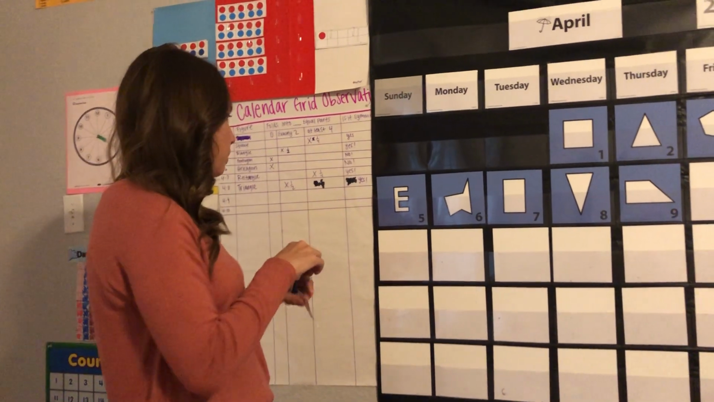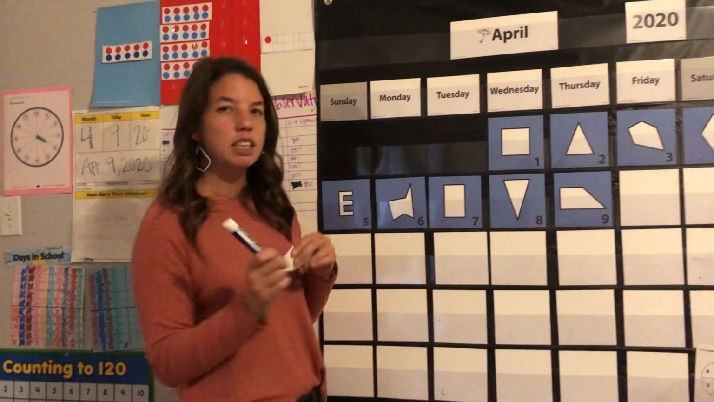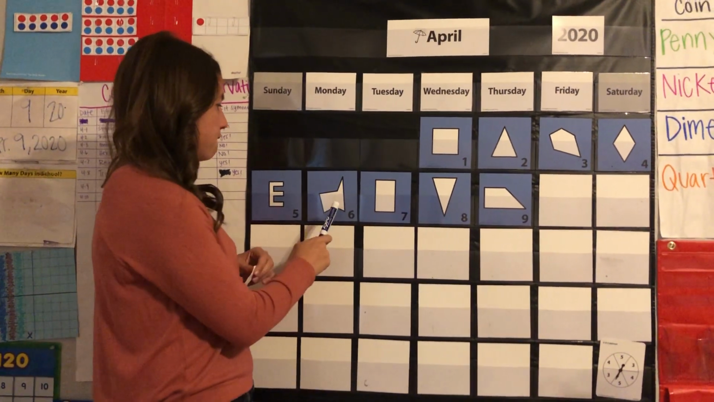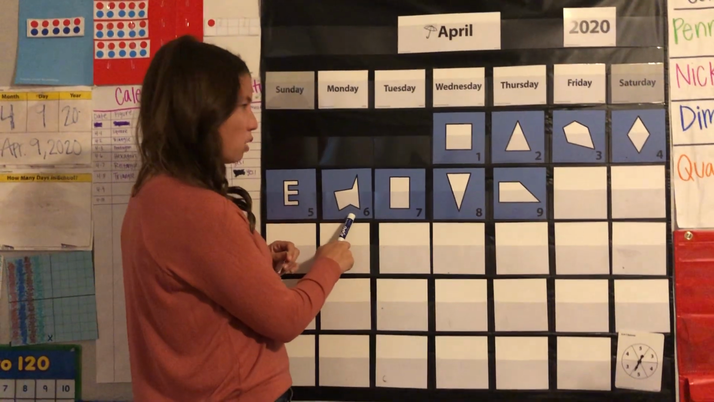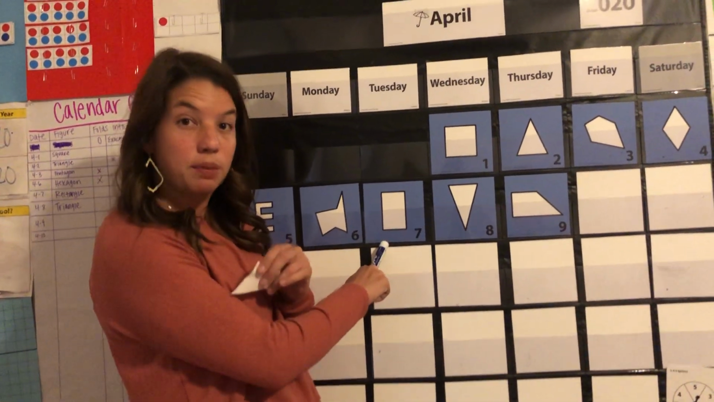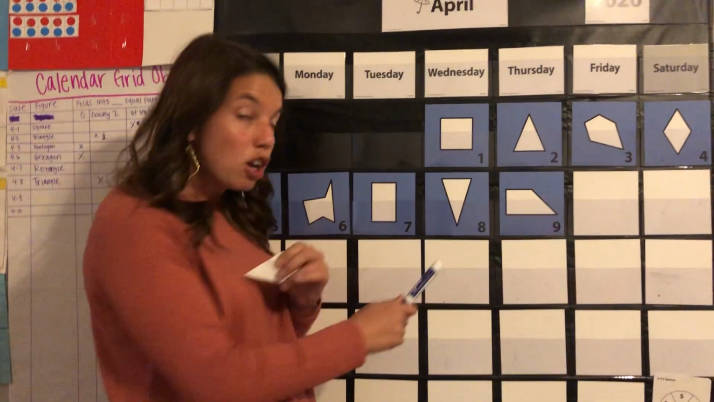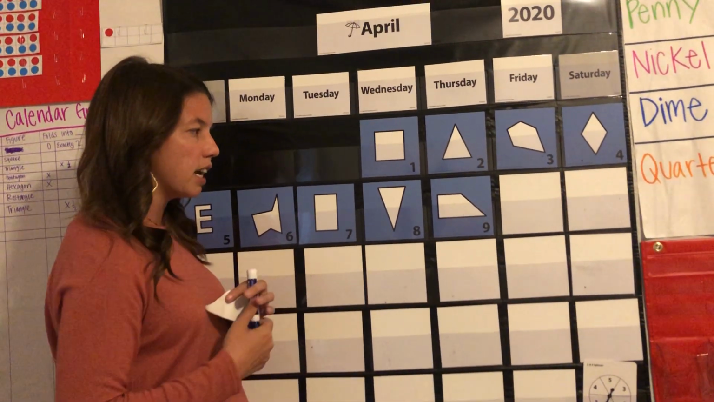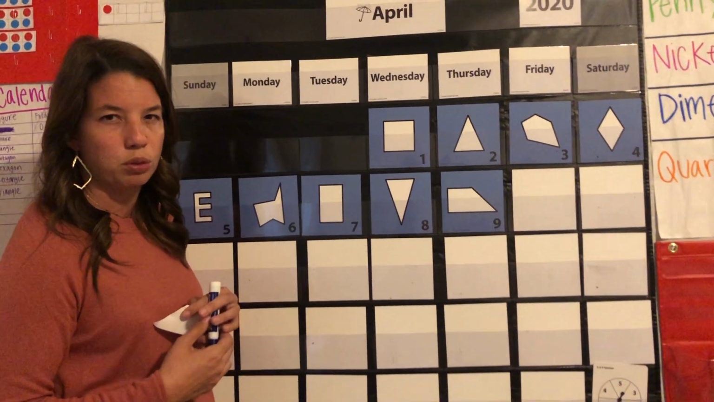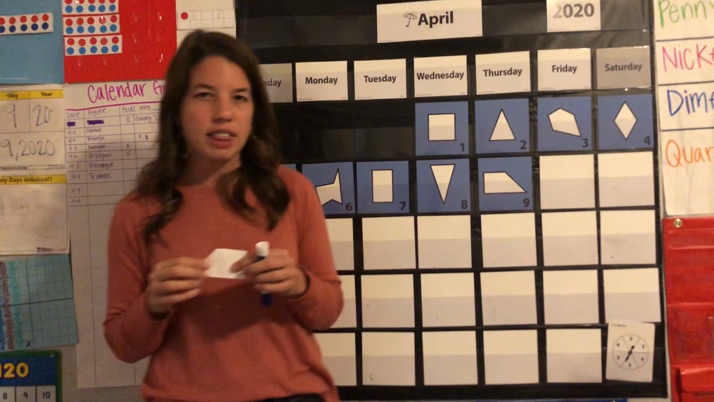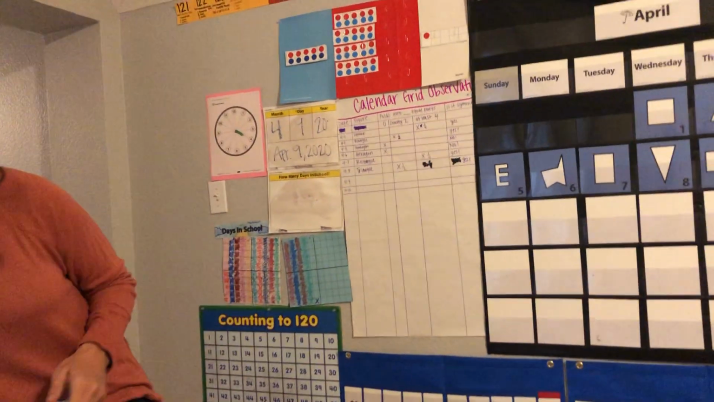All right, boys and girls, let's see if we can find a pattern in our calendar markers. Our hexagon was not symmetrical, but our rectangle was symmetrical. Our triangle was symmetrical, but our quadrilateral today is not symmetrical. I want you to try and think about what patterns you're noticing.